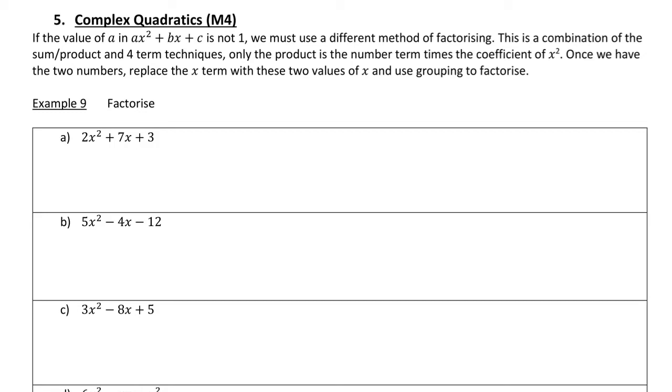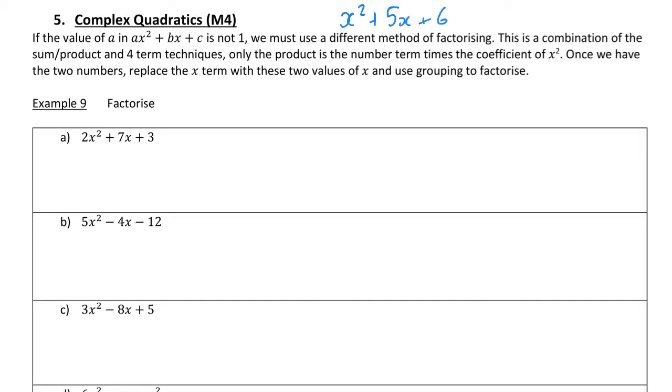Factorising Complex Quadratics. We've looked at a number of different techniques for factorising. So we've looked at common terms, we've looked at sum and product, and we've looked at difference of two squares, and we've looked at a four terms method. And the sum and product method we looked at previously only works whenever we've got a quadratic where the x squared term has a coefficient of 1. So something like x squared plus 5x plus 6.